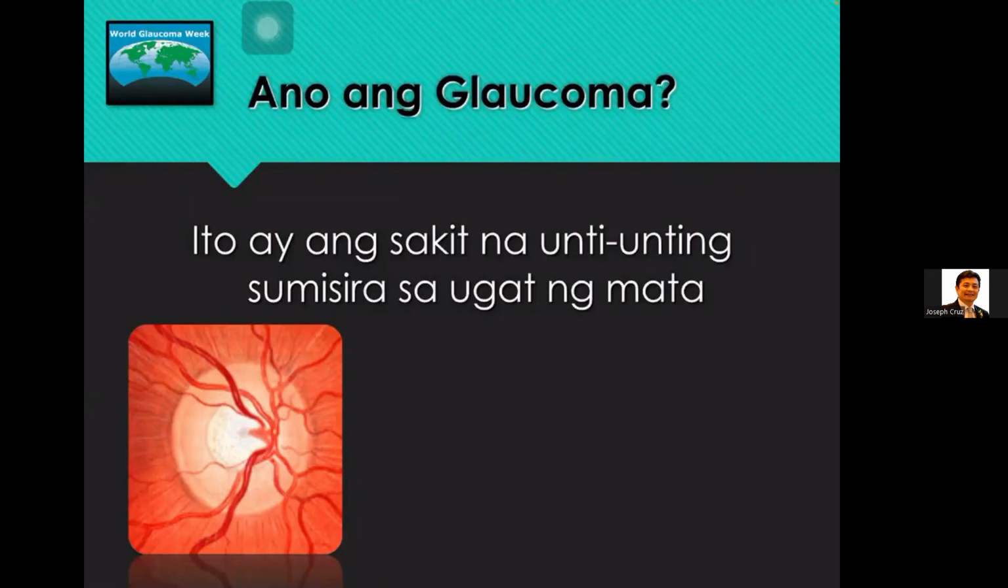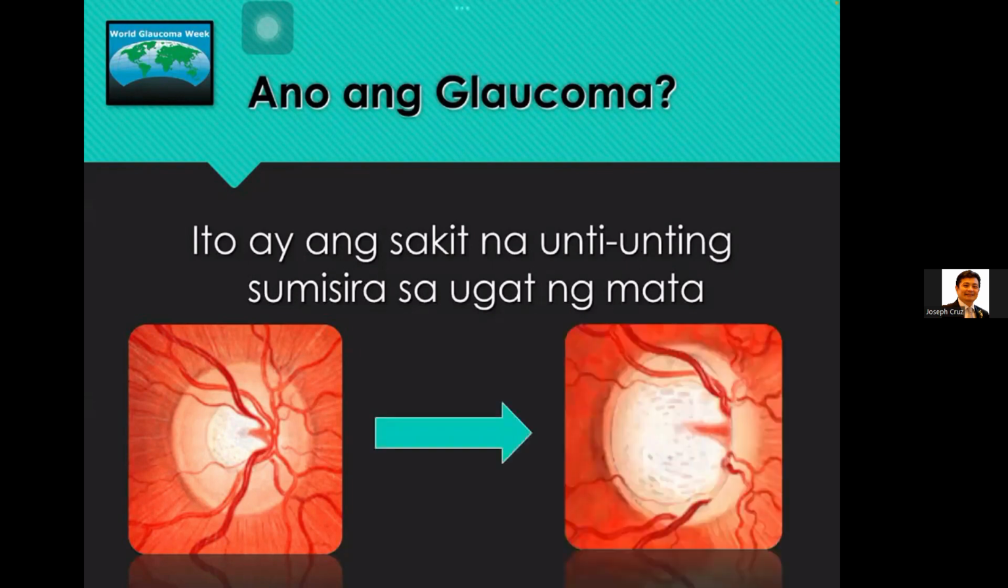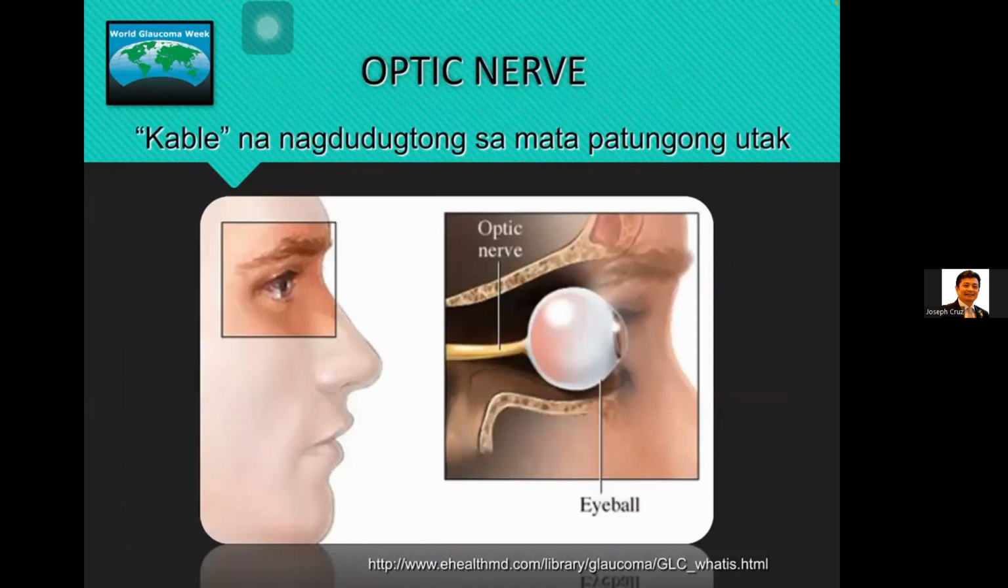Pag sinisilip po namin ang likuran ng mata ninyo, pagka po tayo may glaucoma, kung makikita niyo yung susunod na litrato, ito po siya. Maputla po siya. So this is how an advanced glaucomatous optic nerve looks like. If we were to view this optic nerve, o yung ugat po natin, ang analogy ko po rito ay para po siyang kable ng ating cable TV po.